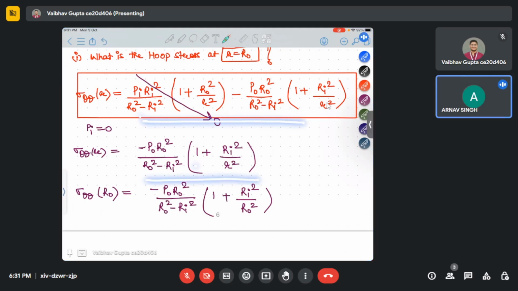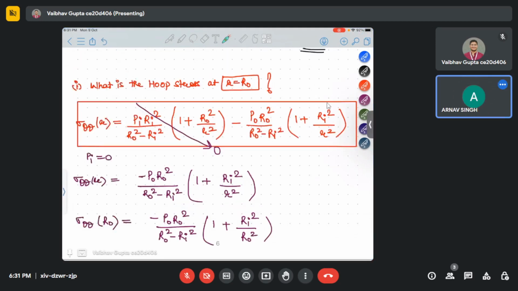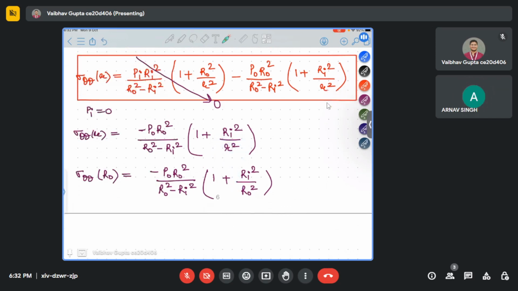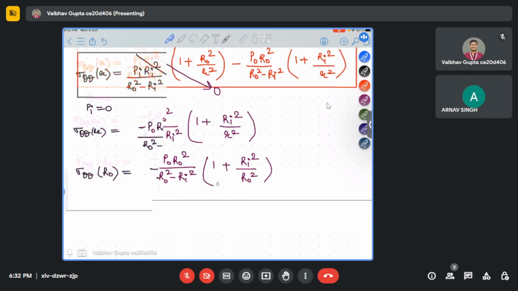Now they have asked what is the hoop stress at R equal to R naught. So we just put R naught in place of R. So here R to R naught square. Understood? So now we will put the formula values.